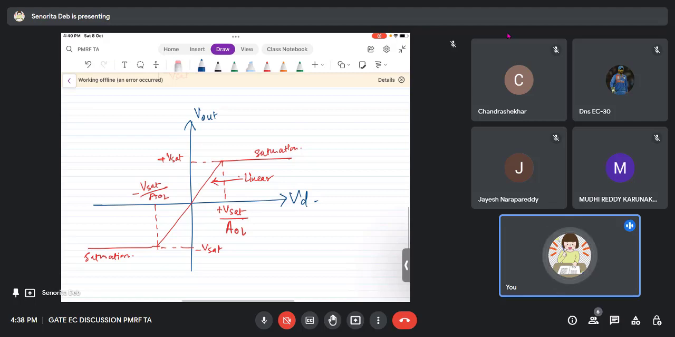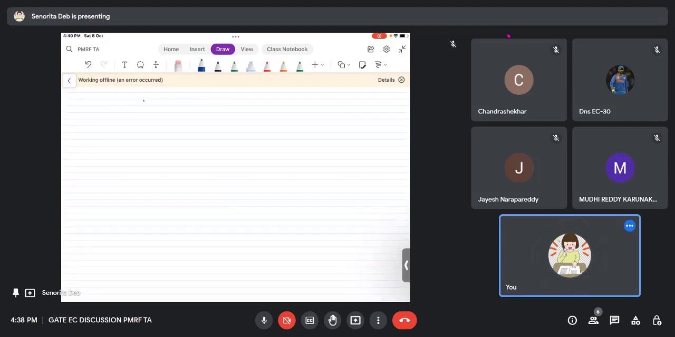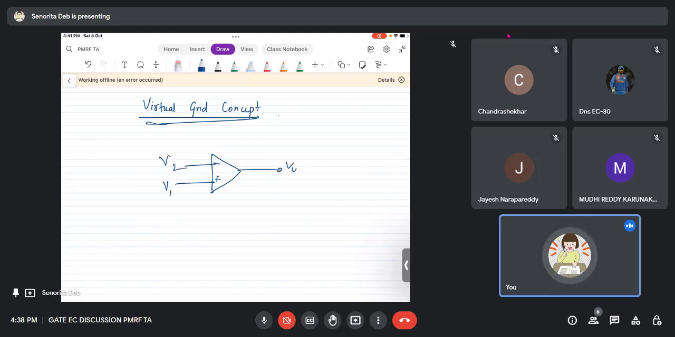Now, the interesting concept here is the virtual ground concept in the op-amp, which you will be applying in almost all the questions. So what is the virtual ground concept? The op-amp is nothing but an error amplifier. It basically takes the error and amplifies it. Why am I saying this? Because I have shown you that if I have two voltages V1 and V2 applied to the op-amp, the output is the open loop gain multiplied by V1 minus V2. That is Vd, which is nothing but the error of the two voltages. That is what the op-amp is doing.